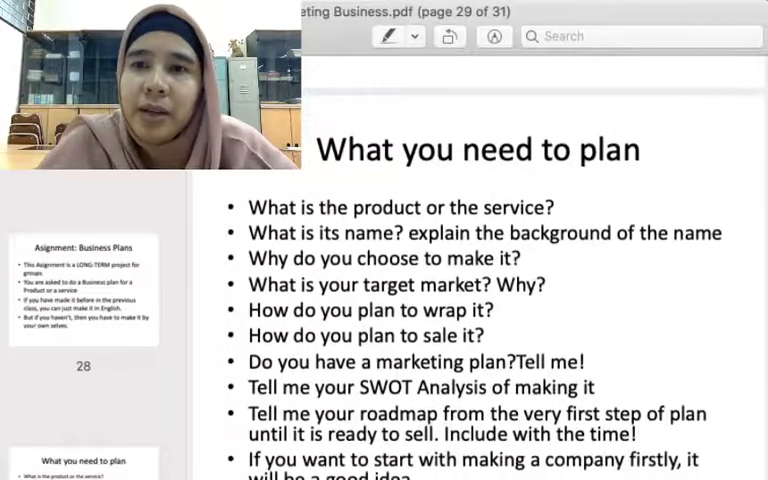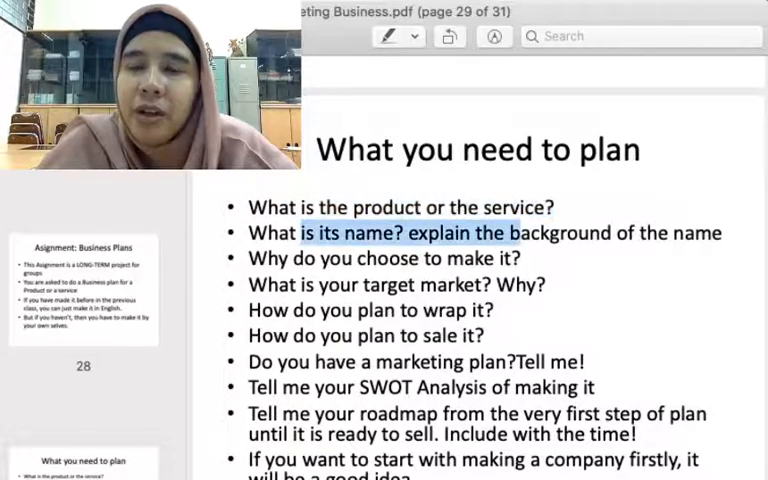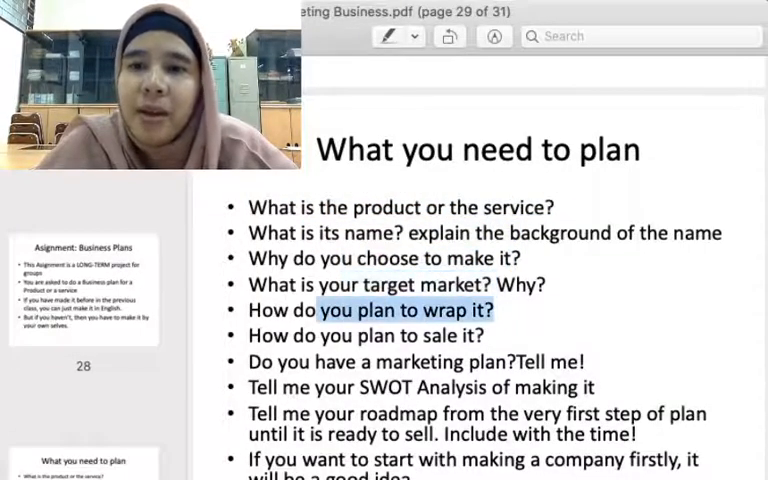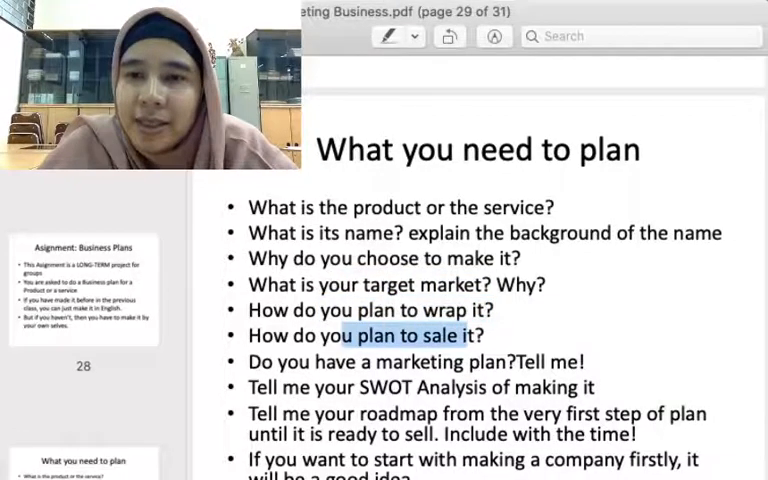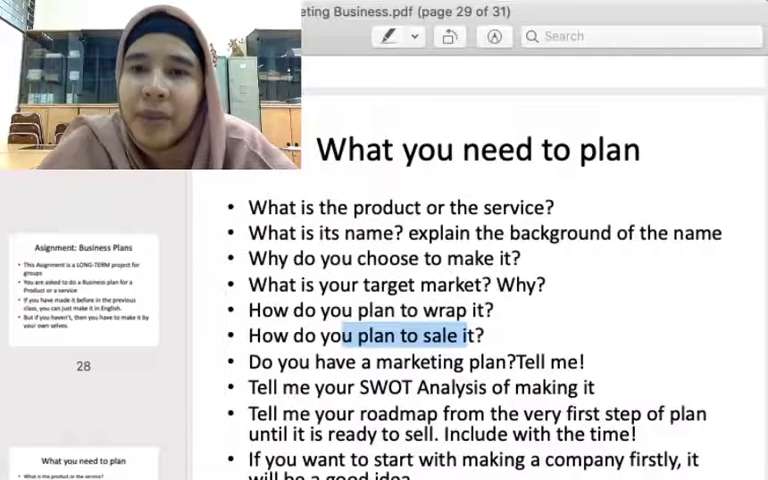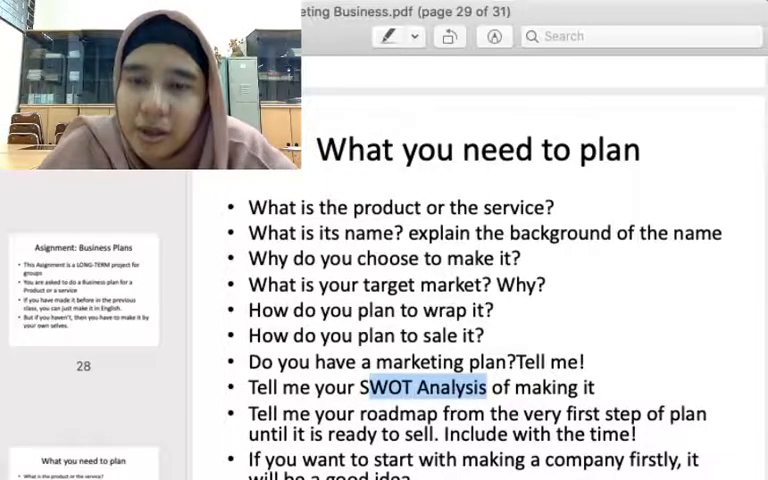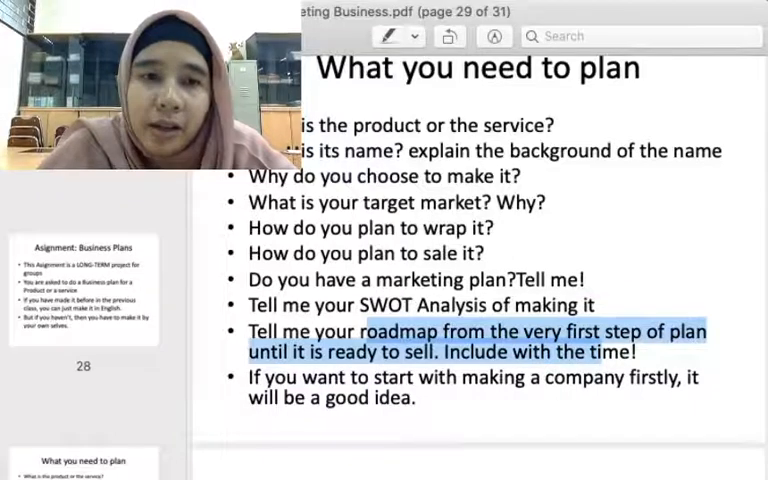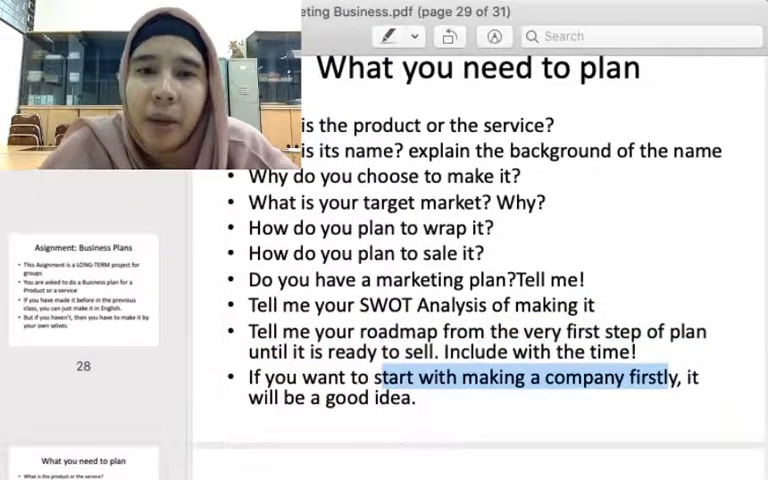What you need to plan is this. What is the product or service? What is the name? Why do you choose to make it? The target market? How do you plan to wrap it, meaning how will you package it? How do you plan to sell it? Do you have a marketing plan? Then there is the SWOT analysis, which I believe you have already learned about. Tell me the roadmap from the very first step of the plan until it is ready to sell. If you want to start making a company, you may.